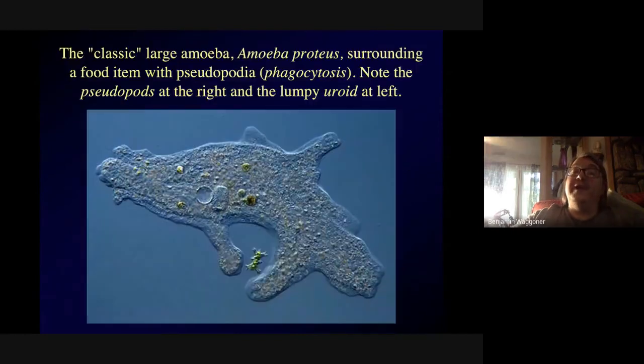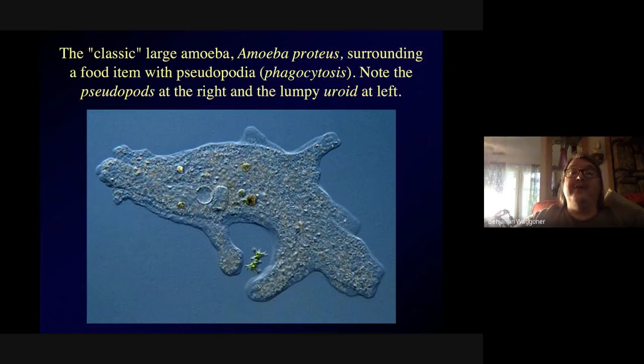So there you saw this guy in the last slide, or the last presentation. This is Amoeba proteus, your classic large amoeba. The nucleus is kind of in the center. The amoeba's moving from left to right. And down below, you can see there's a food item. I think that's a single-celled green alga. And the amoeba's reaching around to pick it up with a couple of pseudopodia, these extensions of the cell that cytoplasm can flow into.